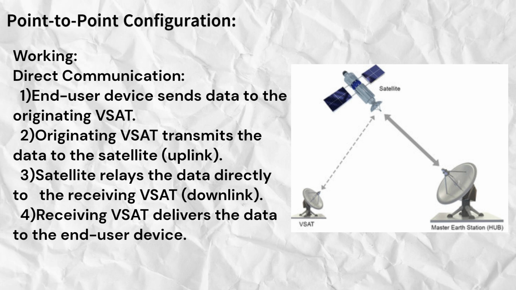Working of point-to-point configuration. Direct communication. The end-user device sends data to the originating VSAT. The originating VSAT transmits the data to the satellite, uplink. The satellite relays the data directly to the receiving VSAT, downlink. The receiving VSAT delivers the data to the end-user device.